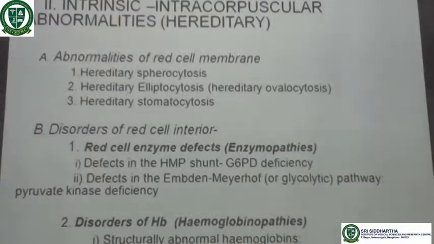Or there is a disorder of hemoglobins, which we call hemoglobinopathies. These are structurally abnormal hemoglobins, most commonly sickle cell anemia, and a few other hemoglobinopathies we'll discuss next class. Or there is reduced globin chain synthesis. You know hemoglobin has a globin part, and if only the globin chain is reduced, that condition is known as thalassemias. Today we are going to discuss only the extrinsic, extracorpuscular abnormalities.